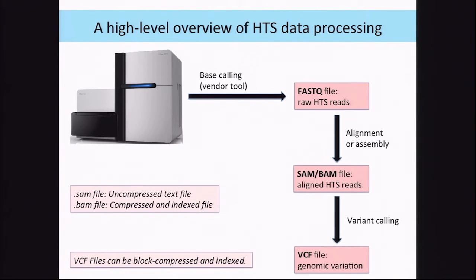SAM stands for sequence alignment mapping, and BAM is the binary format, which is good because it's much smaller, it's compressed, it's indexed, you can access it a lot quicker. From there, you do variant calling, statistical analysis of determining which are the actual variants, and then you have the variant call format file. This is a text file by default, but it can also be compressed and indexed for speed of use.